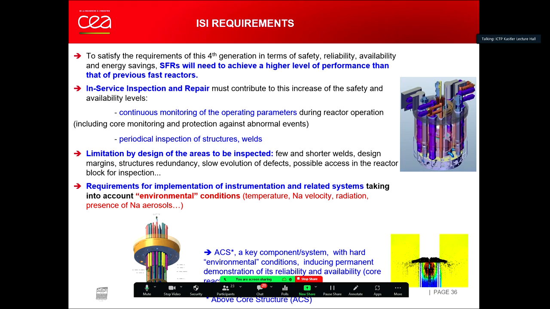Inspection requirements are important in service. I have already discussed this point. So it's important to characterize, and sometimes to check the good health of some walls, in some particular places, particularly, for example, for the undercore structures.